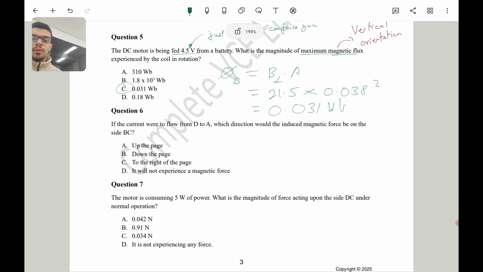Perfect. All right, so some questions can give you unrelated values, like the 4.5 volts, which is not needed in our calculations. Question 6. If the current were to flow from D to A, which direction will be the induced magnetic force on the side BC?